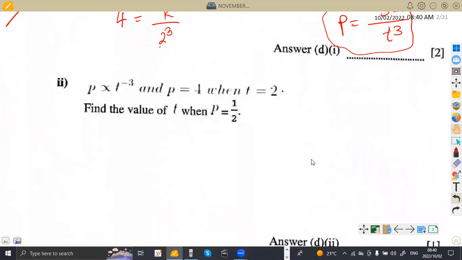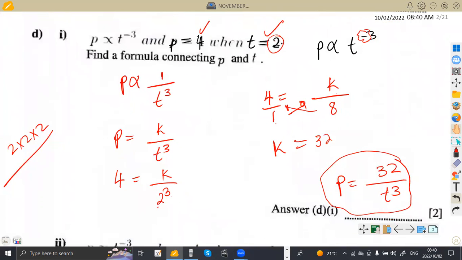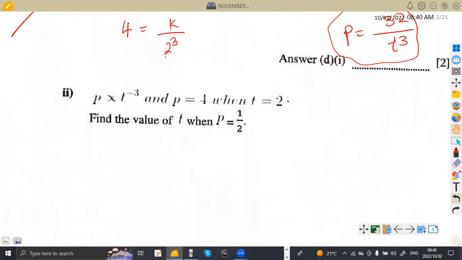Now from that part that you are given, p is 4 when t is 2. Find the value of t when p is a half. All right. Here we are given another condition, guys. If you are to cross check here, we are given that p is 4 when t is 2. Is it the same way? I want to cross check from the previous one that we had. Okay, these were the same values that were given here, guys. p is 4, t is 2. So it means we are still using the same information that we had before this one.